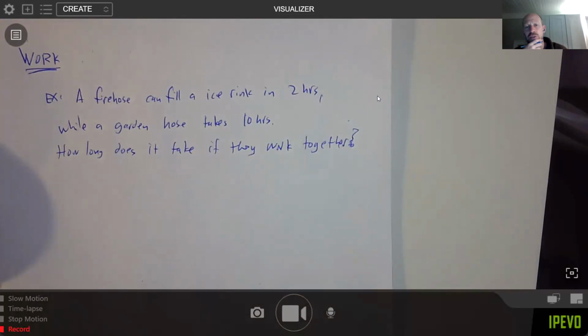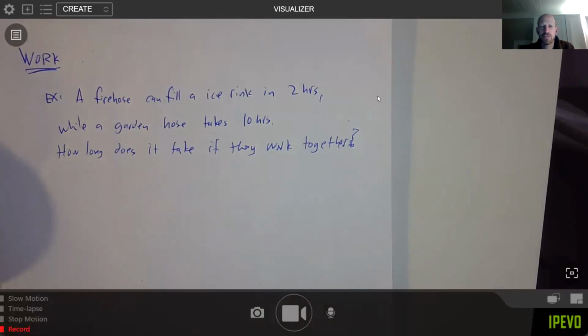And this is how these work problems are. You have two things, two people or two hoses or two conveyor belts that can complete a job in different amounts of time. And then if they work together, the question is how much time does it take them? And it's not a very easy question because it's not always clear which one of these does which amount of the job, right? The fire hose is obviously going a lot faster and is going to fill more of the rink than the garden hose, but the garden hose helps a little bit.